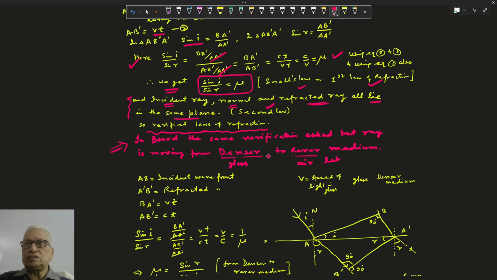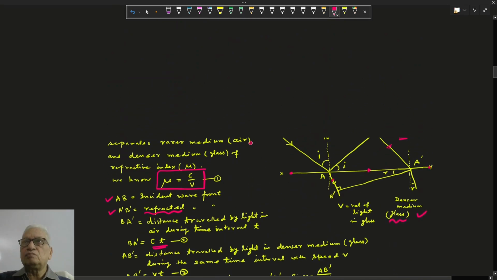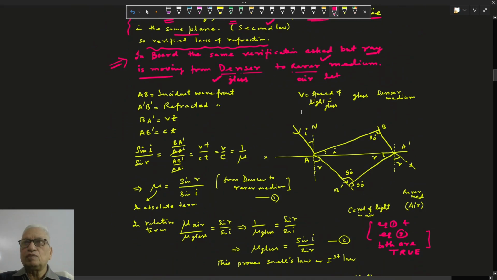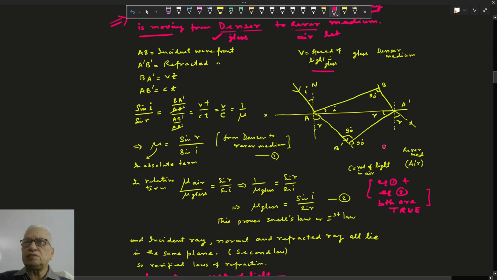Here, in both the verifications, asked two or more times, the ray is now moving from denser to rarer medium. If we verify this using the earlier figure, it is wrong, because the ray is moving from a denser medium, say glass, to a rarer medium, say air. This is the incident ray, and here AB is the incident wavefront and A'B' is the refracted wavefront. Here BA' is again vt and AB' is ct.